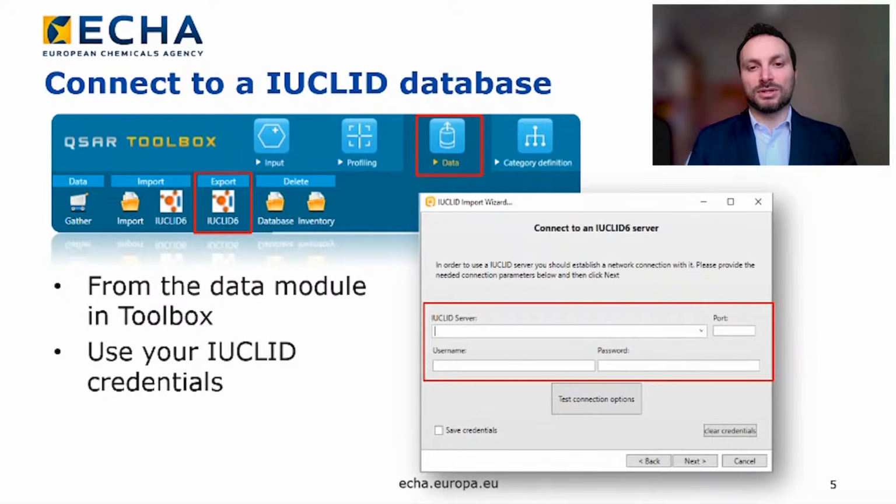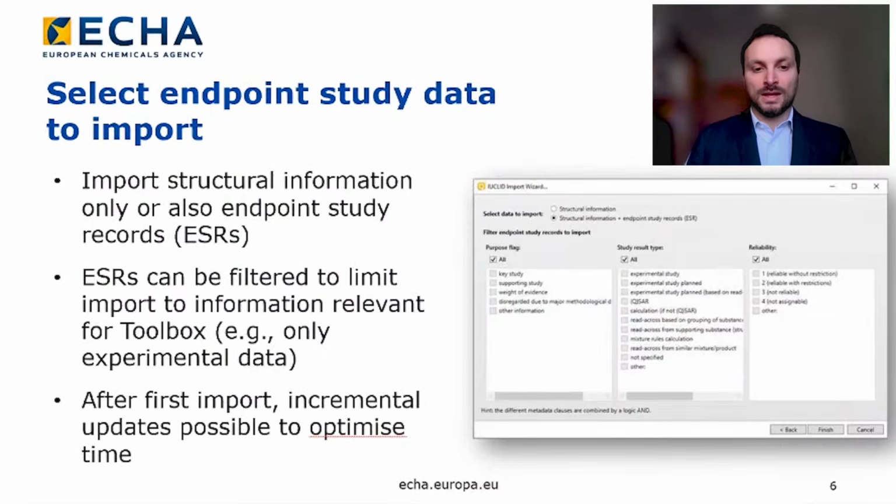After you have installed the plugin, you can now connect the Toolbox to your Euclid database. And you do that from the data module in Toolbox. There is this Euclid 6 functionality, and this will prompt the connect to a Euclid server window where you have to use your Euclid credentials to connect. After you are connected to your Euclid database, you have to choose if you want to import only structural information or also endpoint study records.